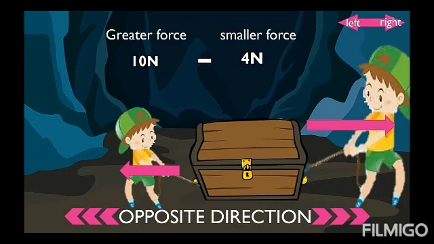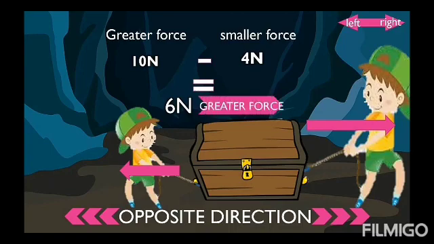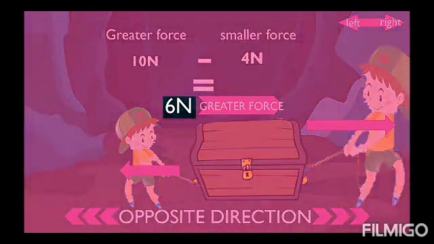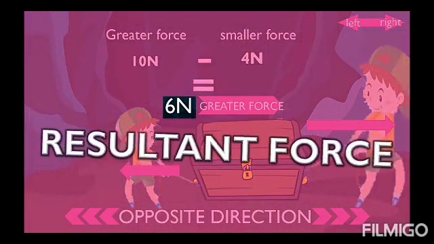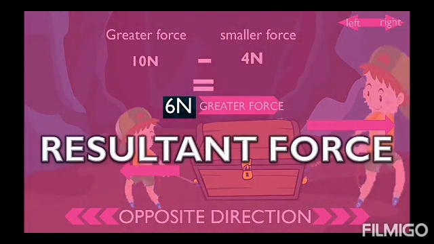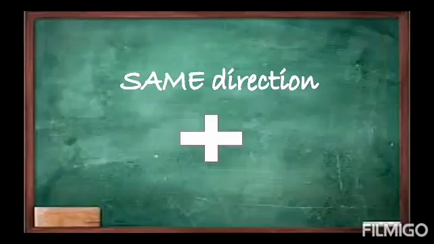Here, the greater force is 10 Newton. The smaller force is 4 Newton. So, we take the difference, that is subtract, and we will get 6 Newton. 6 Newton is the resultant force. But in which direction is the 6 Newton force applied? Through the greater force. We can conclude that 6 Newton is applied through the right side. The direction is through the greater force side.